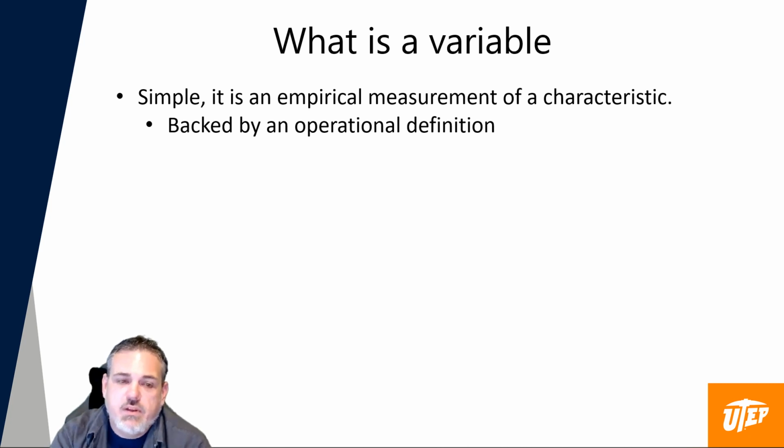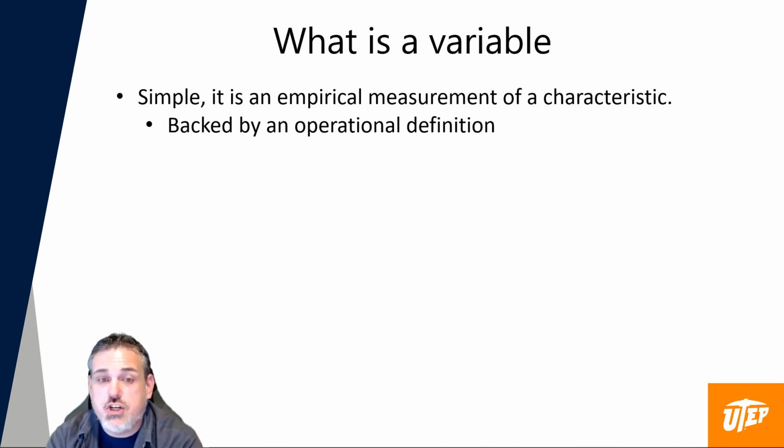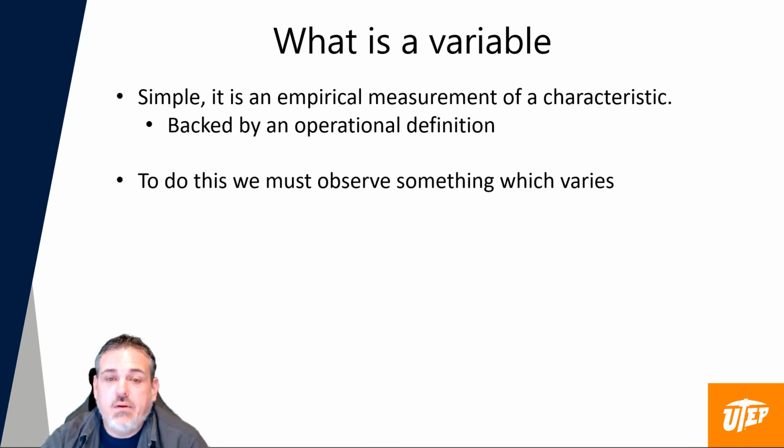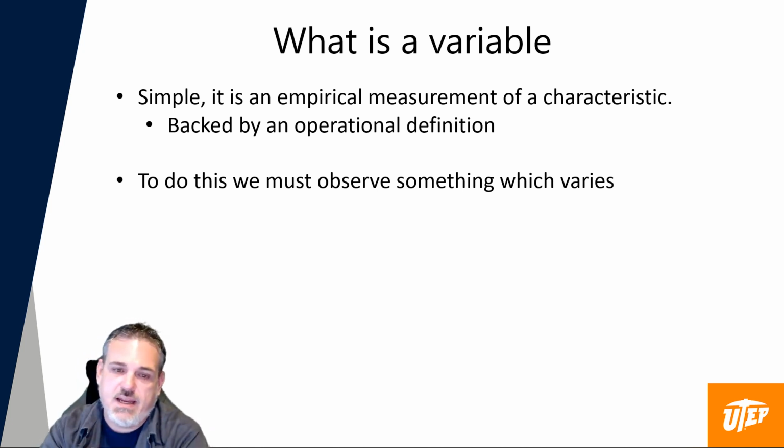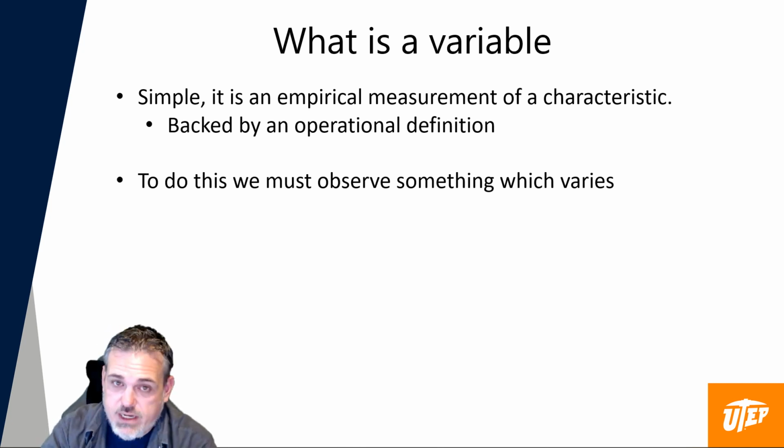So the variable itself exists because it operationalizes or gives us the context of measurement of some concept that we wish to examine. So variables a lot of times are simplifications because of the way we operationalize them. Now, there needs to be some defining characteristics in order to have a variable. To do this, we absolutely have to observe something that varies. That's what variable means. We observe an operational concept that varies.